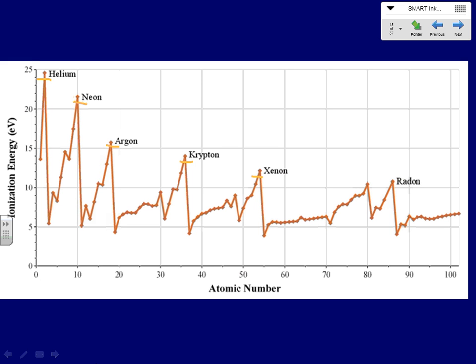If we compare all of those as we move down the group, look at what happens to the trend. What happens to the ionization energy? Yep, it decreases. That's exactly what we predict theoretically. That's what we see experimentally. And I can do that for every one of the groups.